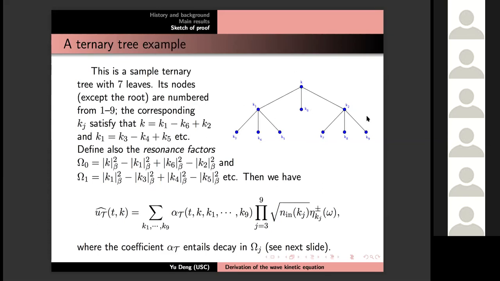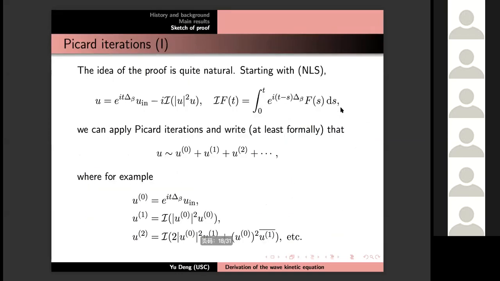So this ternary tree would correspond to a term where you start with 3 linear inputs to produce a cubic term. You have another 3 linear inputs that produce a cubic term, and you put this cubic term and the linear input together to produce a term via the Picard iteration scheme, okay, via this Picard iteration scheme.